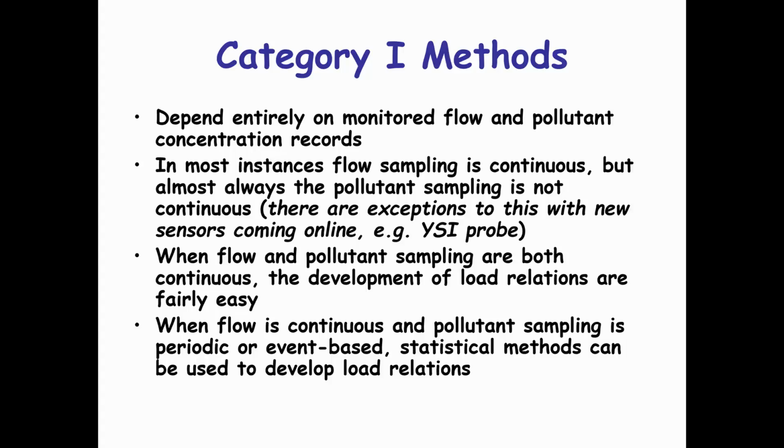When flow and pollutant sampling are both continuous, developing load relations is fairly easy. But in general, most of the time we'll have flow data, but the pollutant sampling or concentration will be, you might call them grab samples. They're discontinuous, and that makes it a bit more complicated to come up with load estimates. When the flow is continuous and pollutant load sampling is periodic or event-based, statistical methods can be used to develop the load relations.